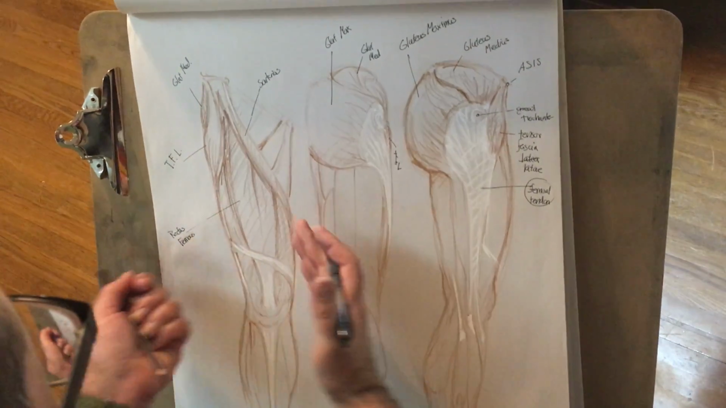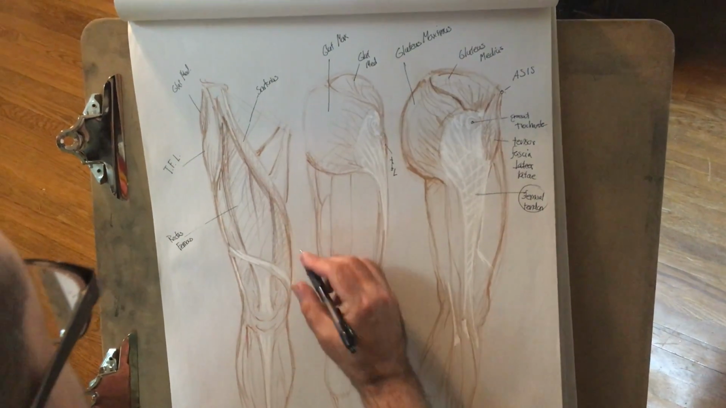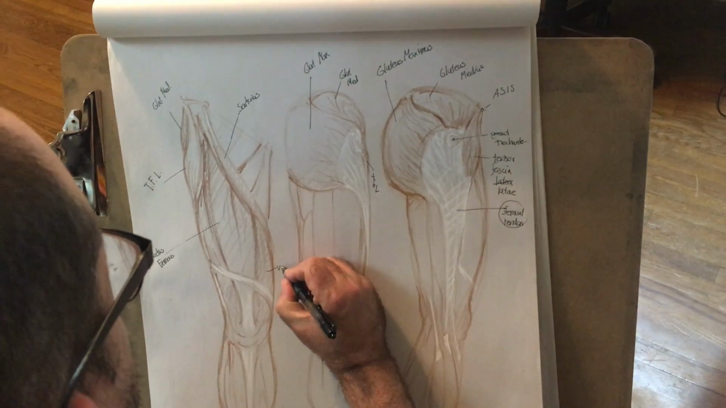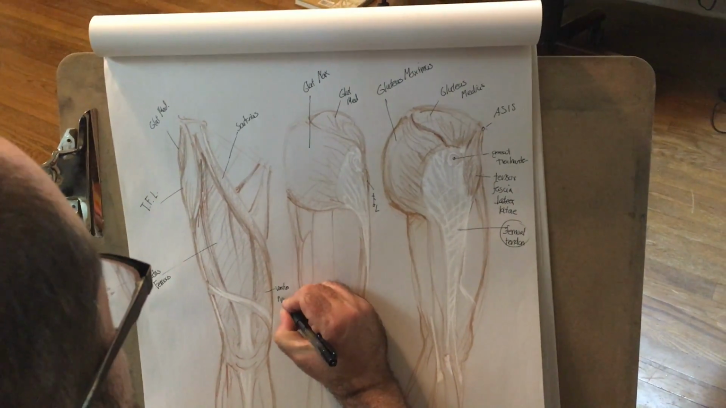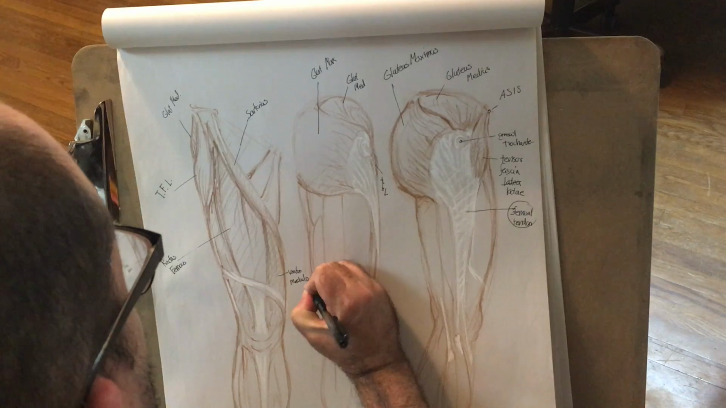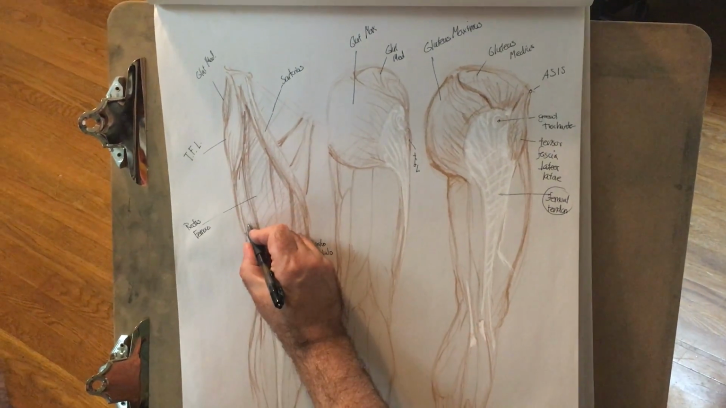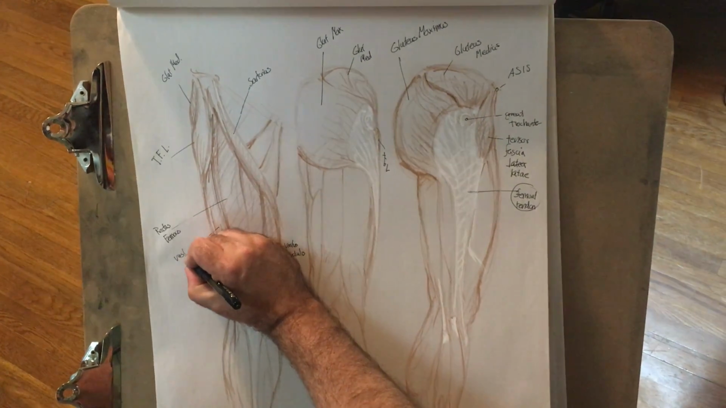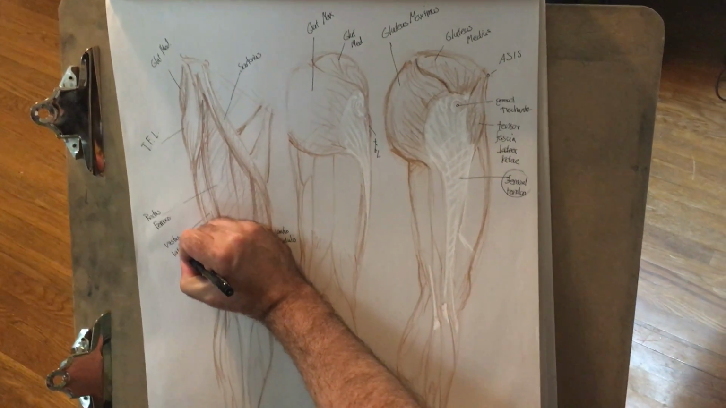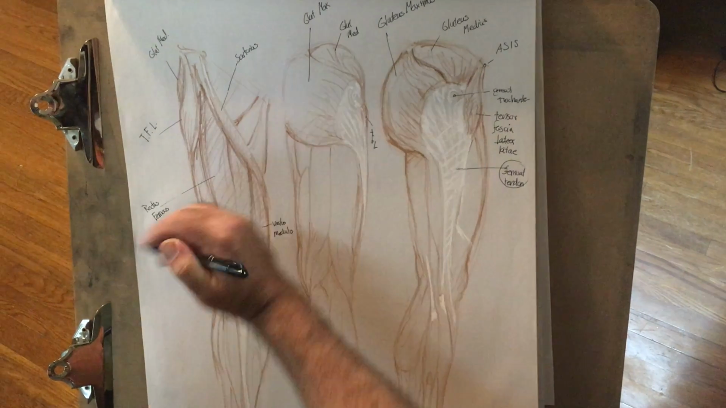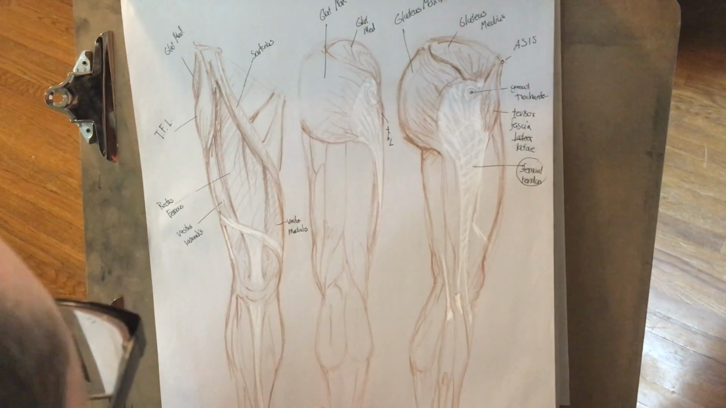But right beside it and slightly underneath it are the two vastus muscles. This is the vastus medialis. That's spelled Medialis. And then the vastus lateralis, not with an I at the end.